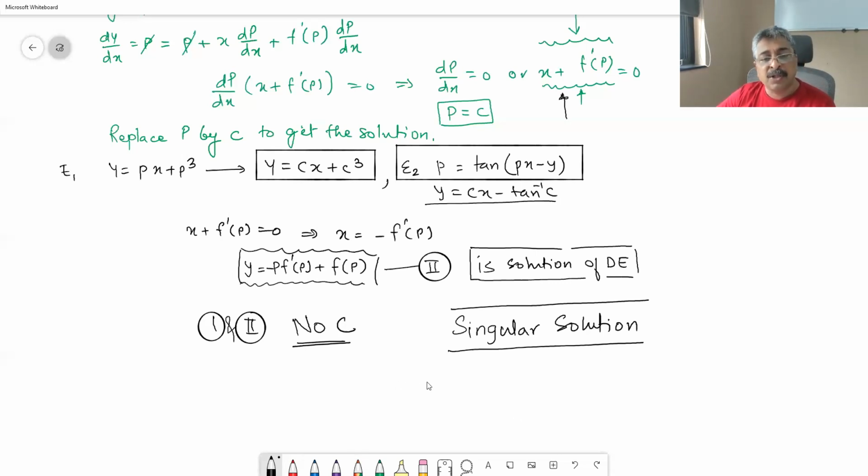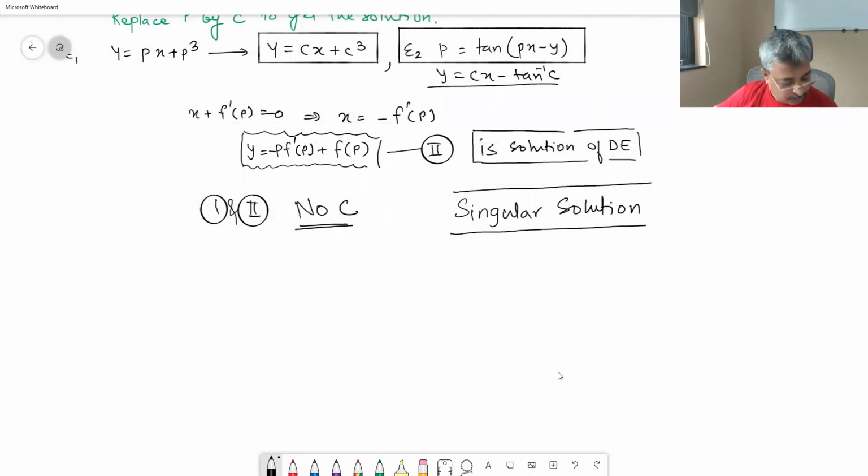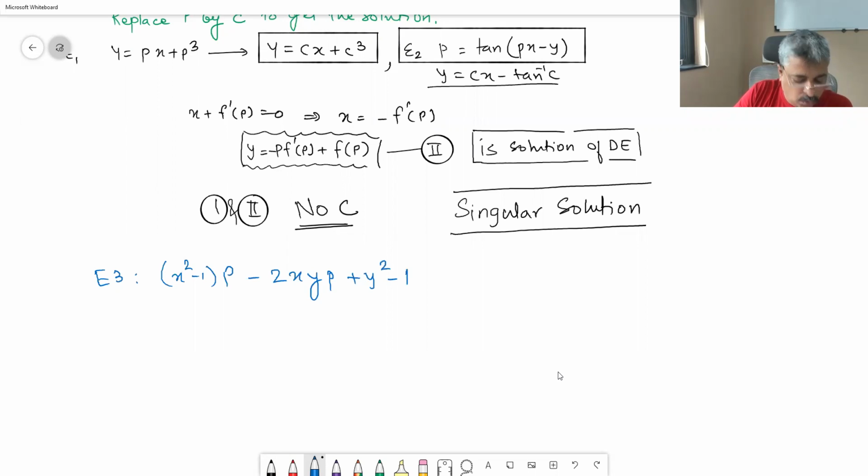Let us go ahead and finish all the types of differential equations, and I will come back to you. So maybe you solve one more problem in this category. E3 is equal to x square minus 1 times p minus 2xy p plus y square minus 1 is equal to 0. Check, we can solve this.